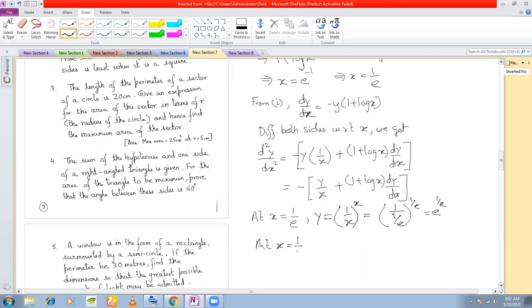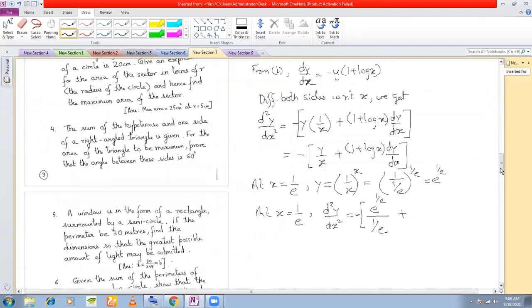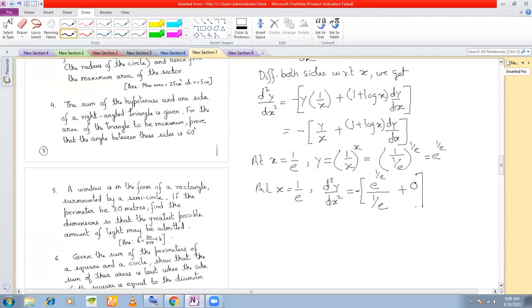Now we'll check for the sign. d2y/dx2 is equal to minus, now y here we have got e to the power of 1 by e, divided by x, which is 1 by e, plus, now dy/dx at x is equal to 1 by e, if you see, the value of dy/dx is 0. So we put this equal to 0. So what you see here, since the value of e is always positive, e to the power of 1 by e by 1 by e with a negative sign, this will be negative.